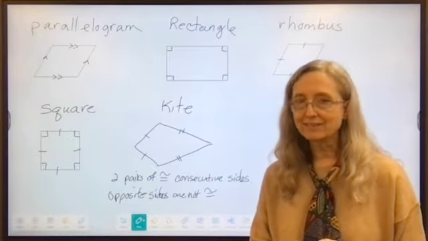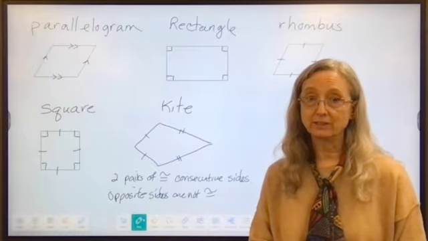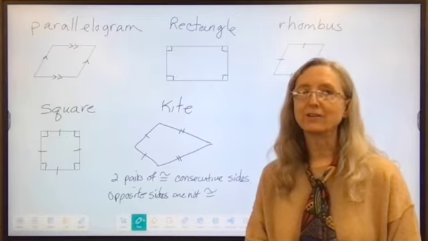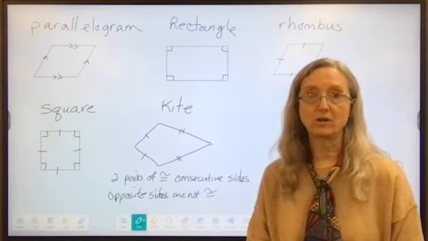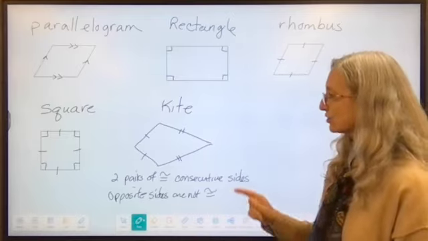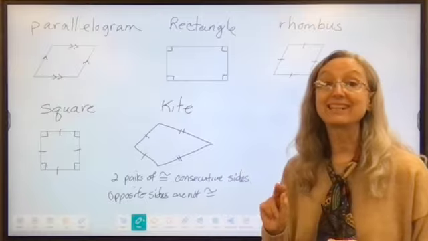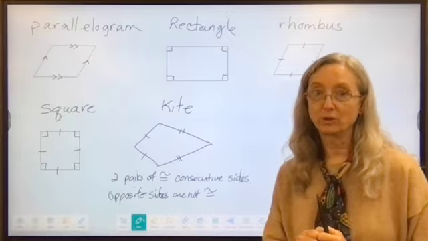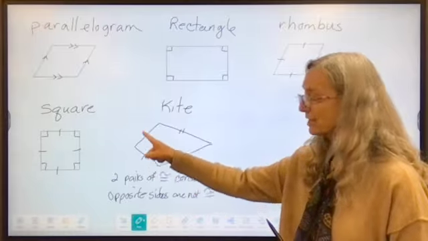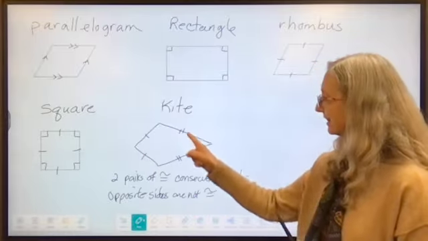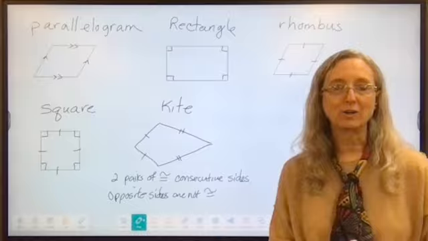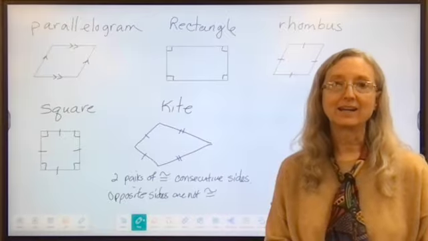Our next quadrilateral is a kite. A kite is not a type of parallelogram. Opposite sides are not parallel or congruent. But a kite has 2 pairs of consecutive congruent sides. So these 2 sides would be congruent. These 2 sides would be congruent. That makes it a kite.